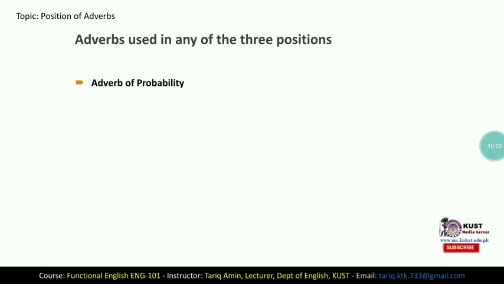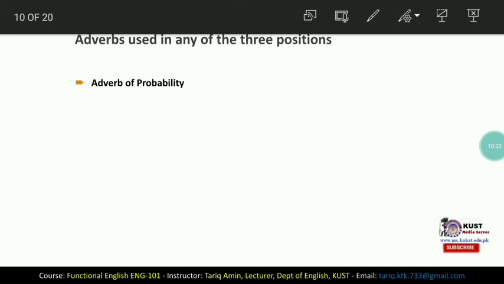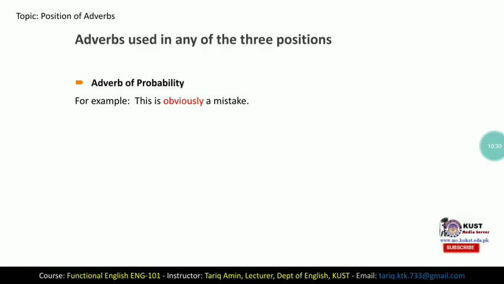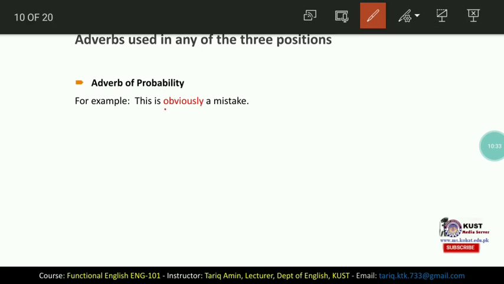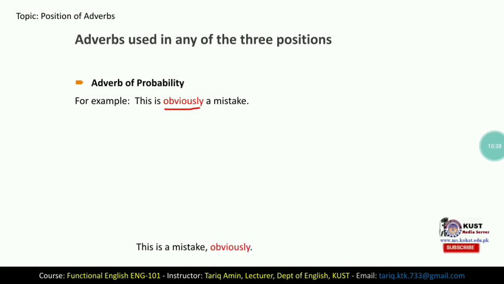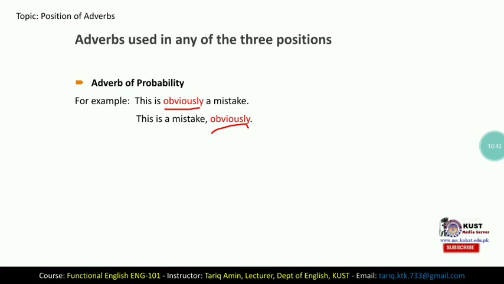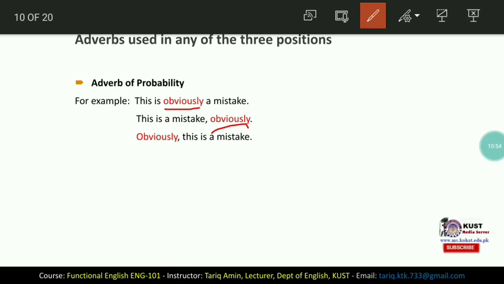Adverbs of probability are another type of adverbs that can be used in any of the three positions. For example, this is obviously a mistake. Obviously is an adverb and it has been used in the middle of the sentence. This is a mistake obviously. Obviously is used at the end of the sentence. And obviously this is a mistake. So obviously is used at the beginning of the sentence. So adverbs of probability can also be used in any of the three positions.